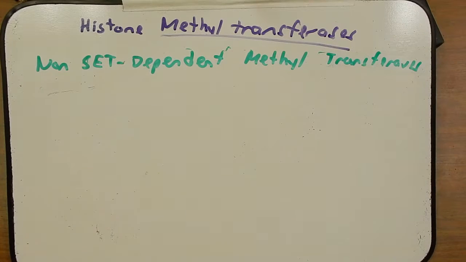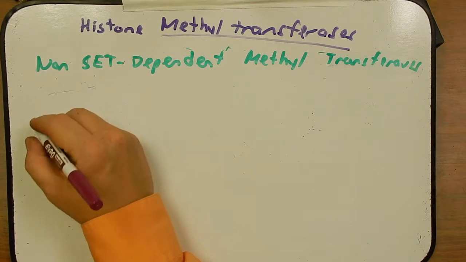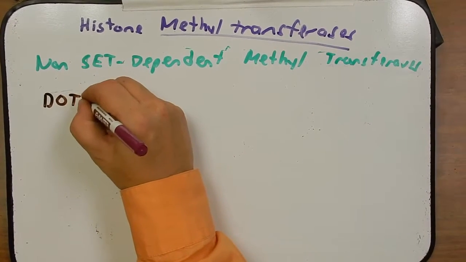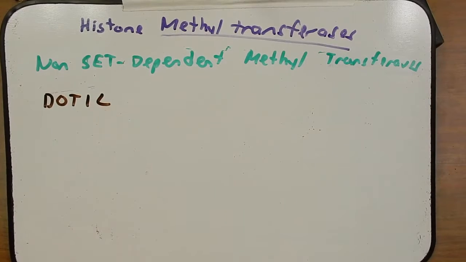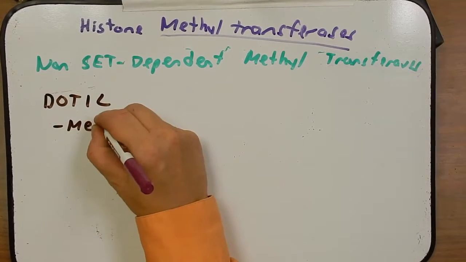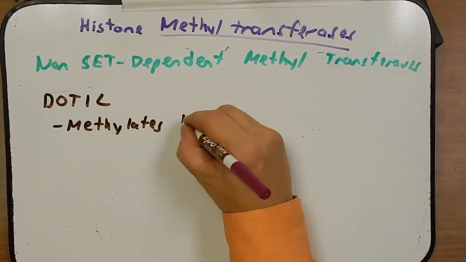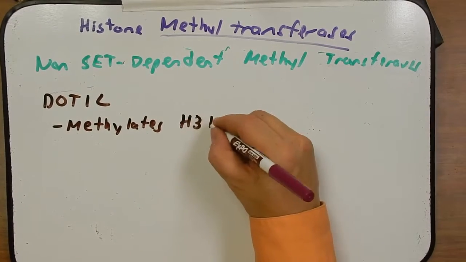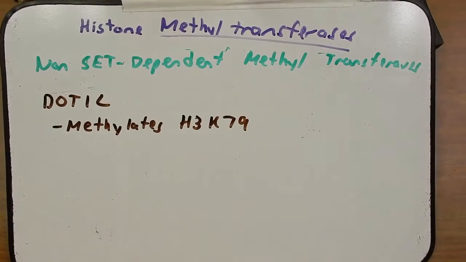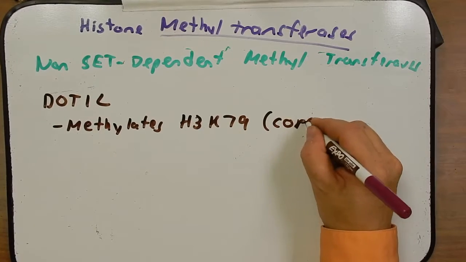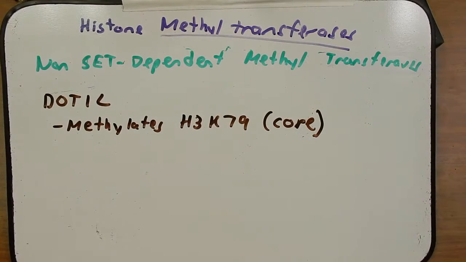So as the name implies, when you look at the structures of these, they don't have one of those SET domains in it. And I'm going to talk about just one of these non-SET dependent methyltransferases, and its name is DOT1L. It has a unique role in that it doesn't methylate something in that N-terminal tail, but rather it methylates histone 3 lysine at position 79. And this is part of the core. It's on the outer edge of that core, but it's still in the core, so it's not on that tail.